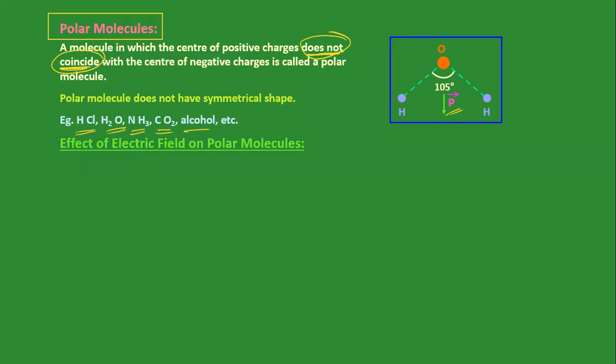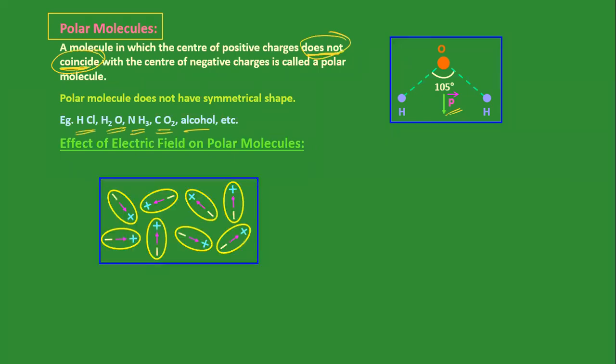Now, we have to learn the effect of an electric field on a polar molecule. When we place polar molecules in an electric field, then what happens? That we have to learn. So this is the polar molecules or polar dielectric.